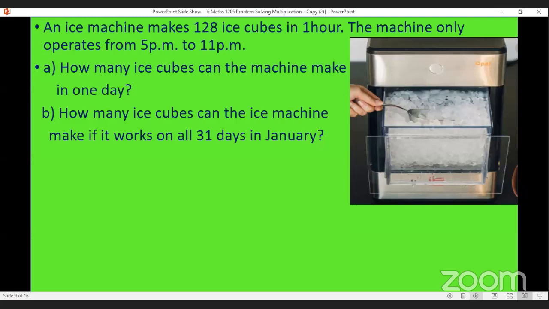And then number B says, how many ice cubes can the ice machine make if it works on all 31 days in January? Please take a screenshot of this one and then work it out for me at home. So this is now some of your homework. Just to give you a clue, your answer has to be influenced by what you get. If number A is wrong, number B will be wrong. So your number A should be correct so that your number B can be correct. That is your homework.